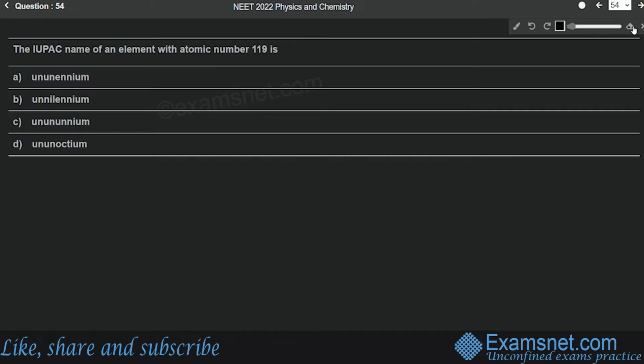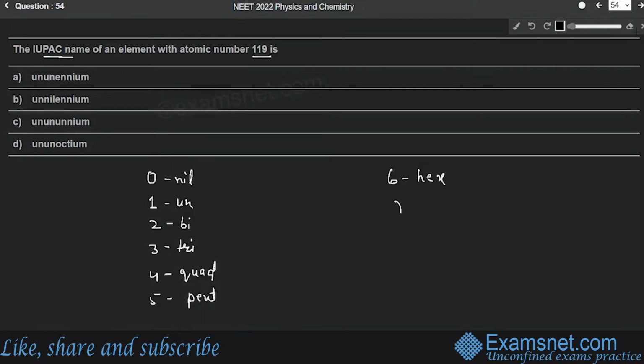Question number 54 is from the chapter Organic Chemistry, and the question is, the IUPAC name of an element with atomic number 119 is. Okay. So here we know that whenever we have to write the IUPAC name of an element on the basis of atomic number, then what do we write? For 0 we write nil, for 1 we write un, for 2 we write bi, for 3 we write tri, for 4 we write quad, for 5 we write pent, for 6 it is hex. For 7 it is sept.